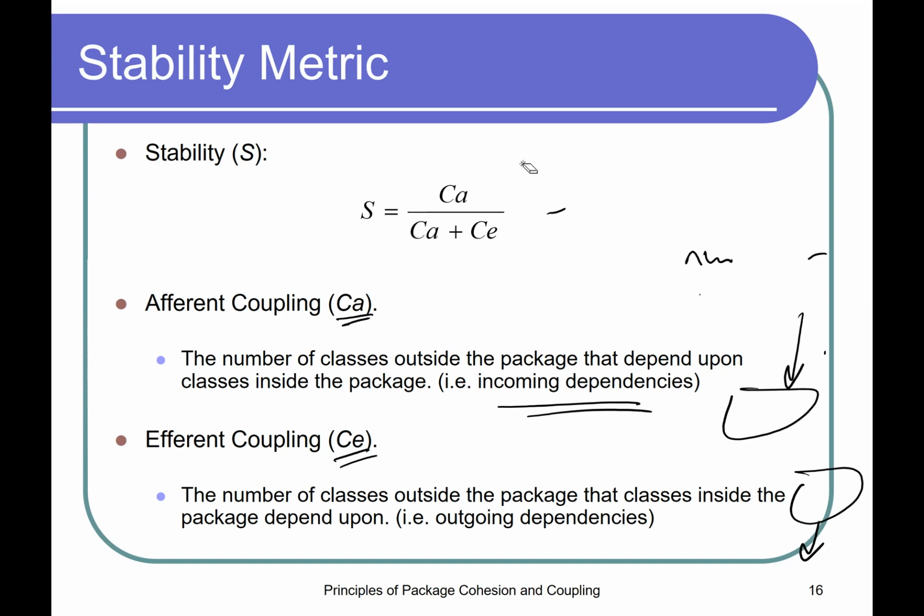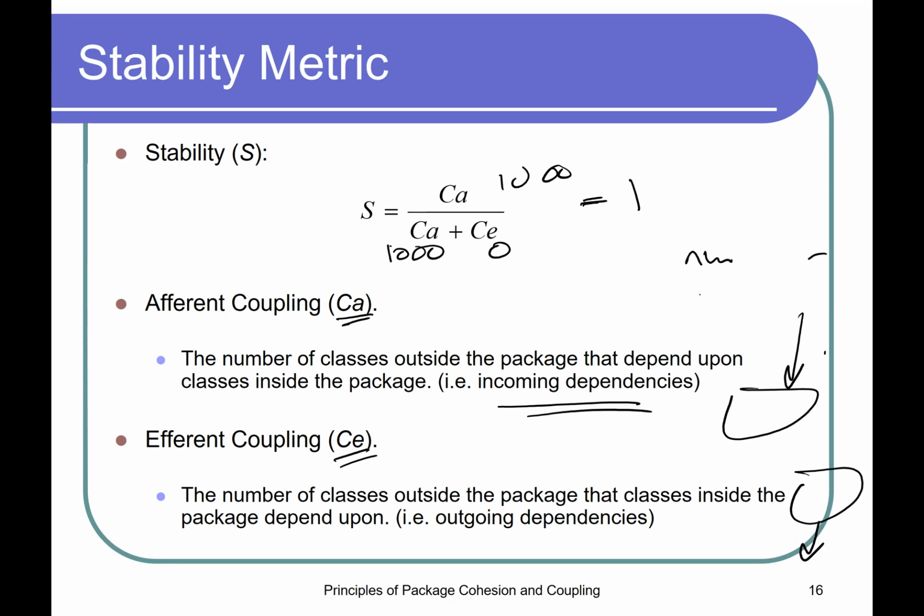I said CA is very high. Your idea of very high and very low, let's just pick a big number, 100, 1000. CA is 1000. CE is very low, so low it's 0. What's the answer? 1.